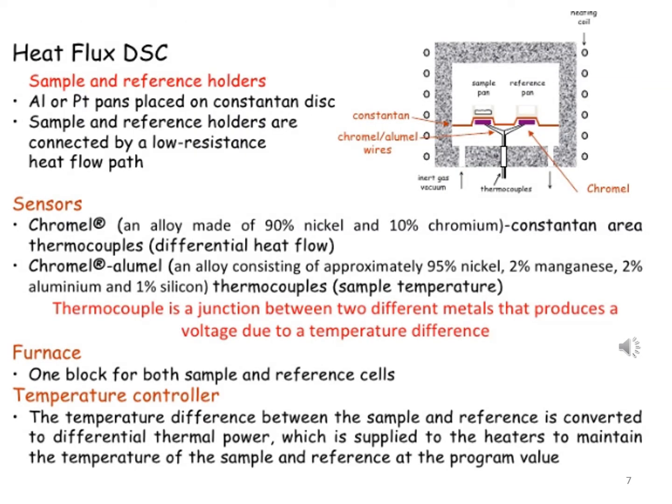So the other type is heat flux DSC, and in this type, sample and reference holders are made up of aluminum or platinum pans. The same pans could be used for power compensation DSC, and these aluminum or platinum pans are placed on a constantan wire. That is the difference between heat flux and power compensation DSC. And sample and reference holders are connected by a low resistance heat flow path.